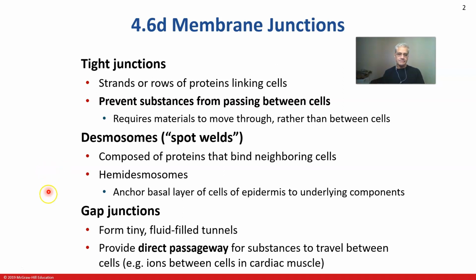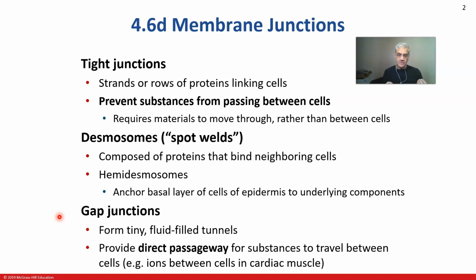Next up, the third membrane junction is called a gap junction. A gap junction is a tunnel between two cells. It is a place where cells are adherent to each other, but this is a tunnel, so things can pass from one cell to another cell. And in fact, you want things to pass from one cell to another cell when gap junctions are in use.